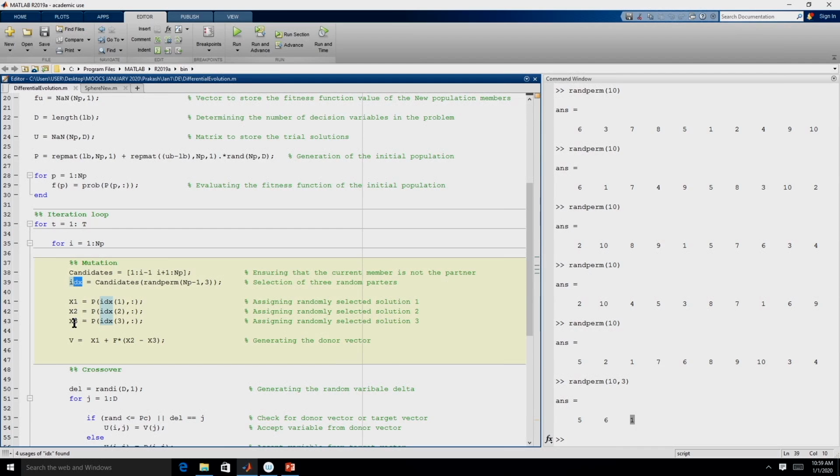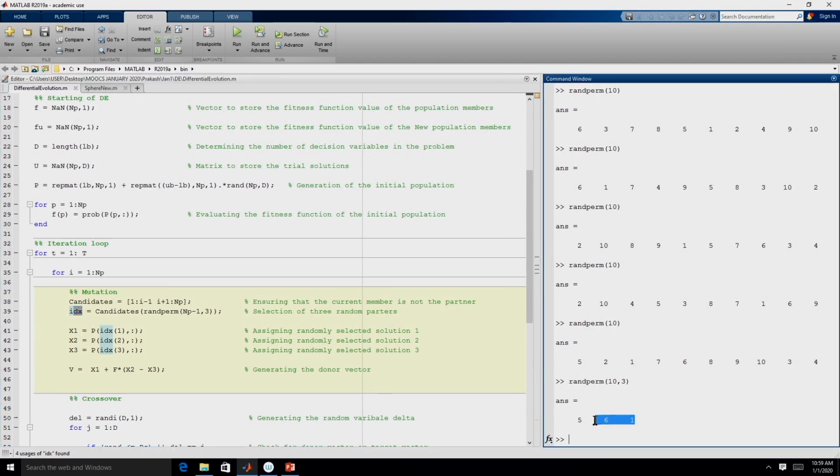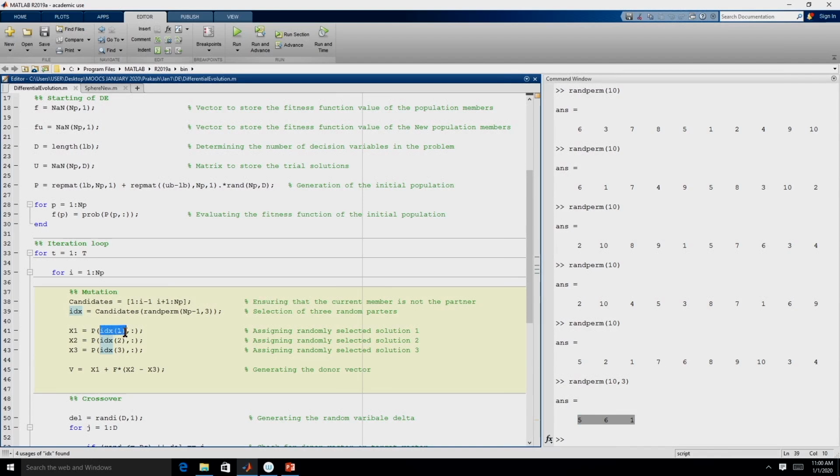So, we say x1, x2, x3 is equal to P of index of 1, because the 5th solution is in position 1. If these 3 are the selected solutions, then 5 is located at IDX of 1, 6 is located at IDX of 2 and 1 is located at IDX of 3. So, we use that as the row, and we need to extract all the columns. We need to extract this from the population vector.